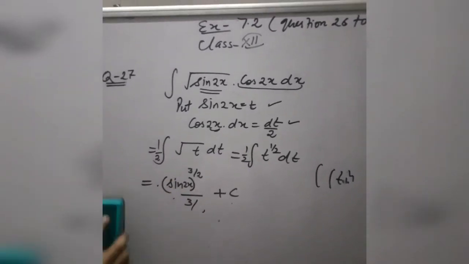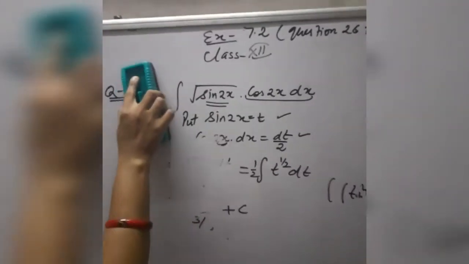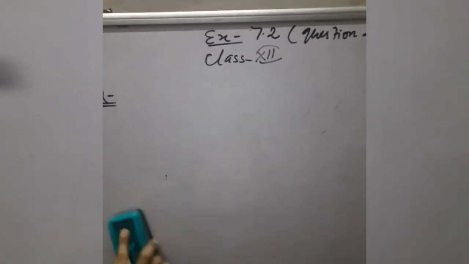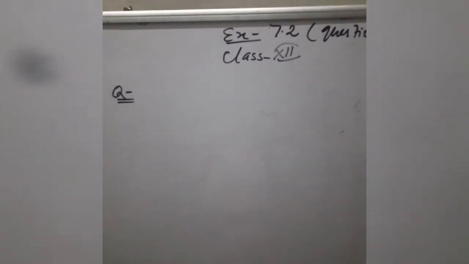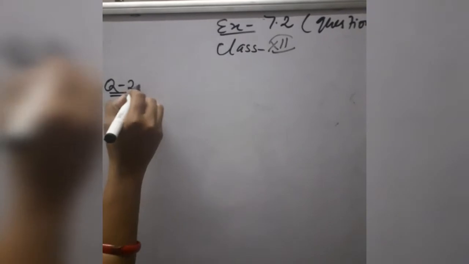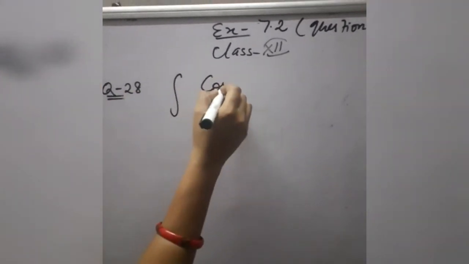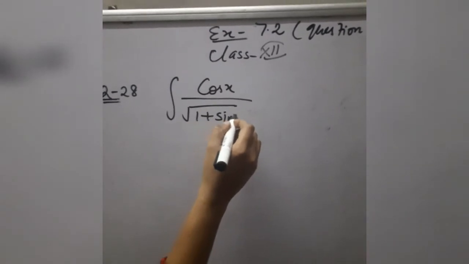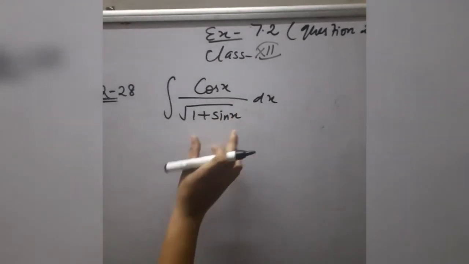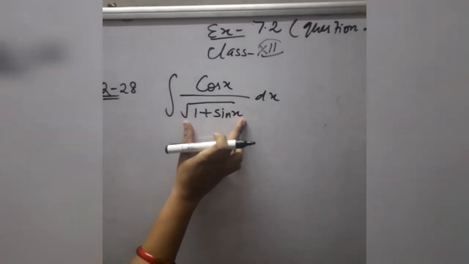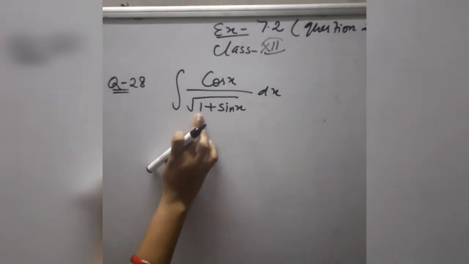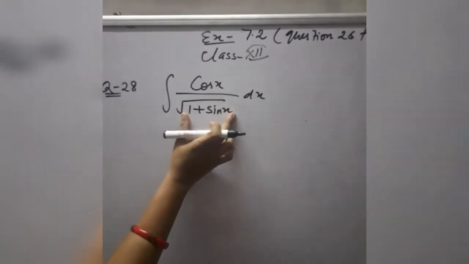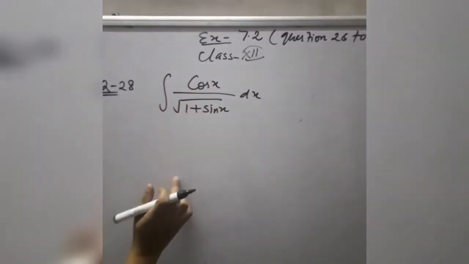Now in question number 28, statement is find the integration of cos x divided by root 1 plus sin x. Now all of you know that derivative of 1 plus sin x, 1 is constant term, derivative is 0. Derivative of sin x is cos x. So complete derivative of 1 plus sin x is cos x, which is present in the statement.